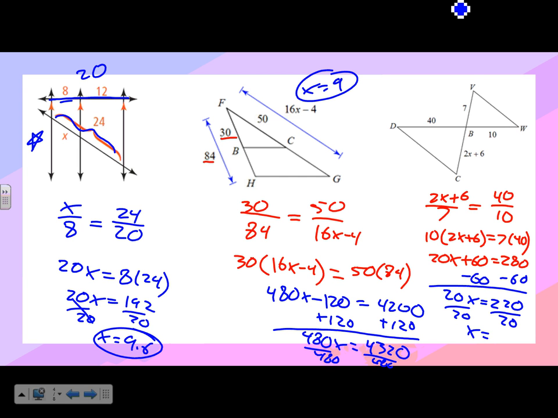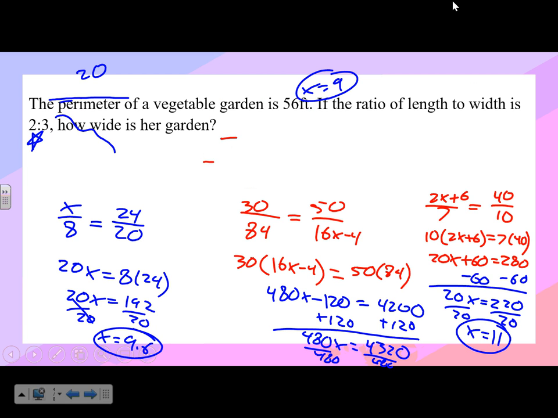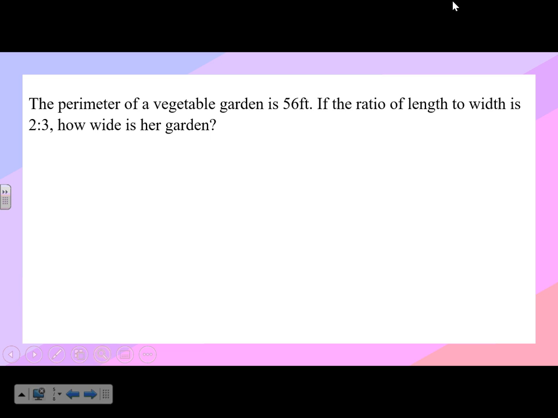$220 divided by 20 is 11. So then we'll do a couple story problems quick. The perimeter of a vegetable garden is 56. If the ratio of the length to the width is 2 to 3, how wide is your garden? So we've done enough of these that hopefully you know if the ratio is 2 to 3, it's going to be 2x to 3x.